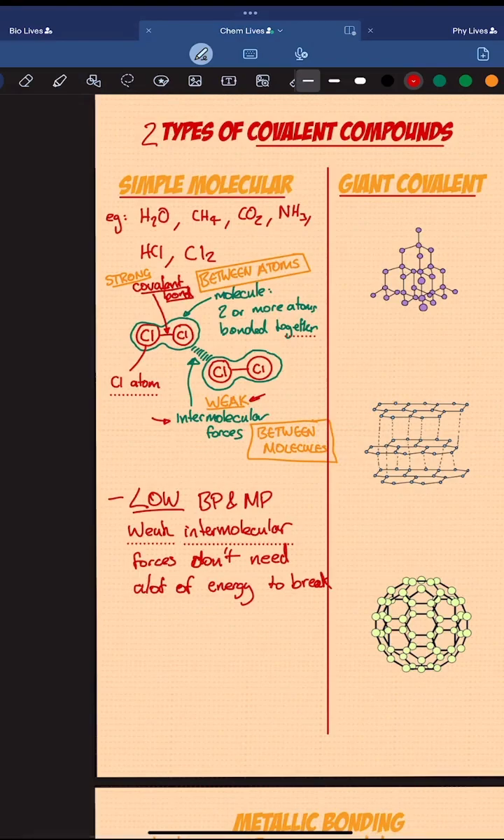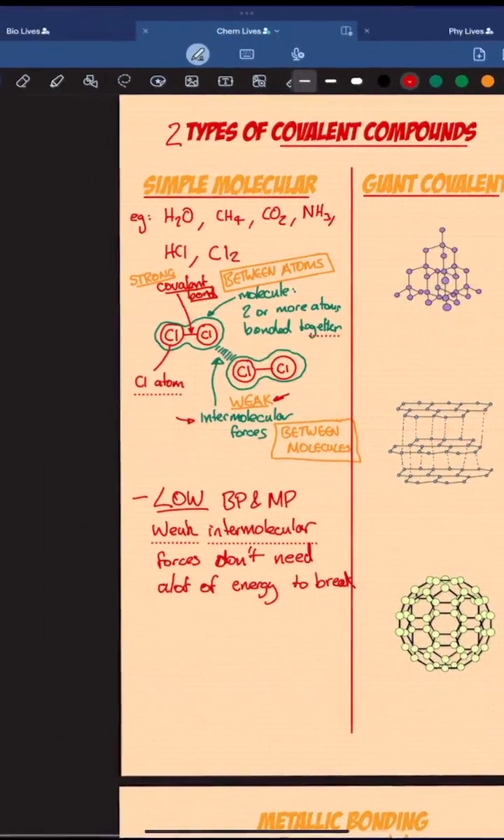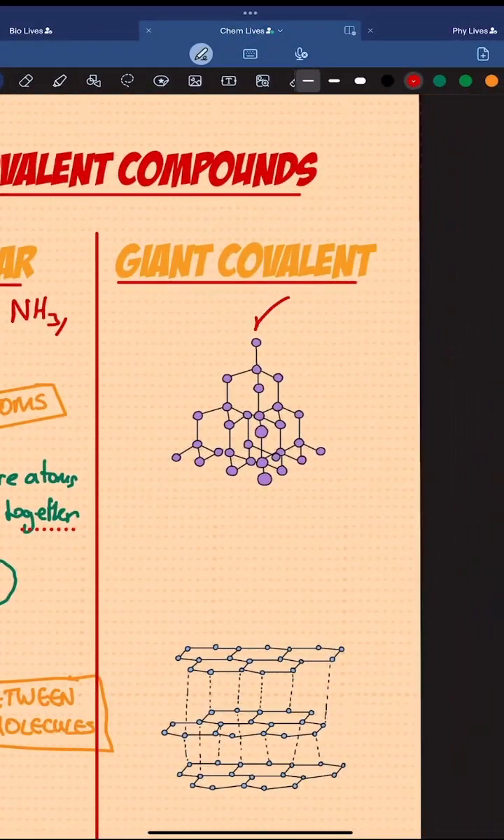Okay, so back to our question. They have low melting and boiling points. Right, here. This question is about structure and bonding. We got part of the structure of silicon dioxide. This is similar to one of our diagrams. Here, see this one? This is a diagram for diamond.